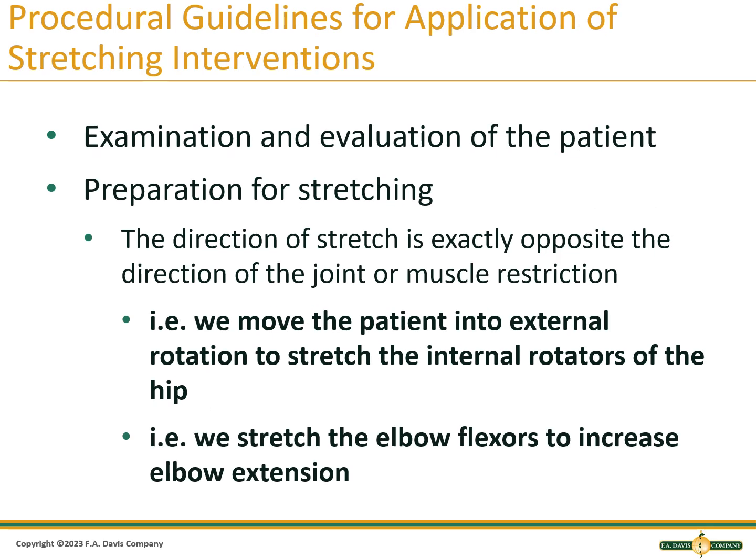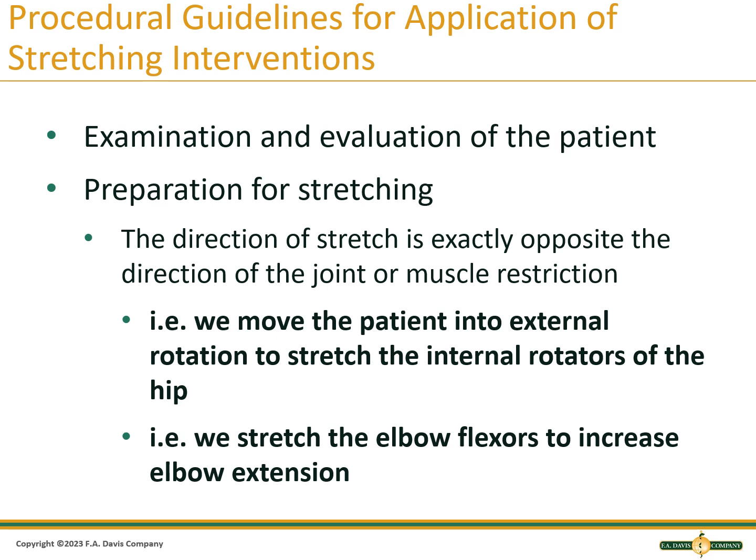When going to apply stretching interventions, we use the exam and eval of the patient to determine what muscles or muscle groups need to be stretched so that we can appropriately apply them. When we're preparing for the stretching, we want to make sure that we set up the patient to stretch them in the correct direction. The direction of the stretch is exactly opposite the direction of the joint or muscle restriction. So, for example, we move the patient into external rotation to stretch the internal rotators of the hip. So if we have a restriction into external rotation because of tight internal rotators, we're going to stretch by pushing and moving the limb segment into external rotation, which will cause tension through the internal rotators of the hip.